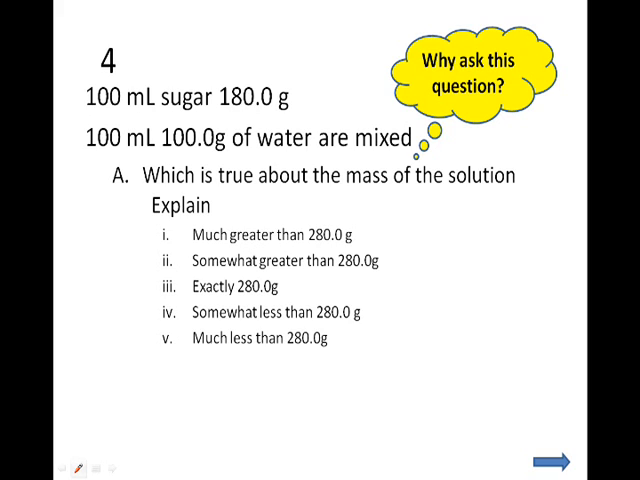And so the correct answer for A is going to be that when we mix 180.0 grams of sugar and 100.0 grams of water, those are described at a level of precision that means that we're going to be somewhat close to 280 grams. It could be a little bit more, it could be a little bit less. So you're probably going to choose a couple correct answers here.